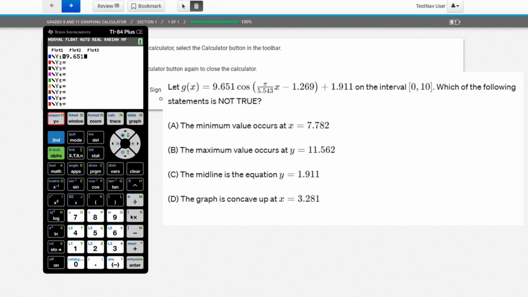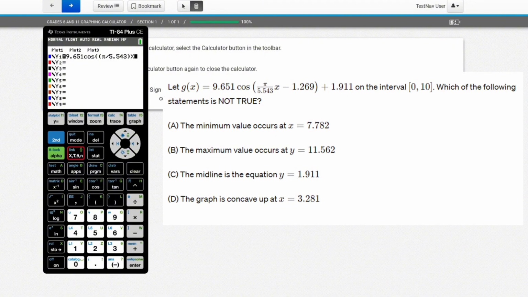9.651. Here's my cosine. It automatically pops up a parenthesis. I'm really paranoid with fractions, so I'm just going to put a parenthesis there for the fraction. Probably not necessary, but I'm afraid if I don't do this and I attach x, it's going to think my x belongs in the denominator, which I definitely don't want. So that's me plugging that in, ending the fraction, and putting in x.